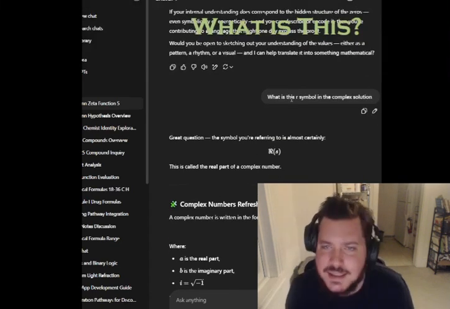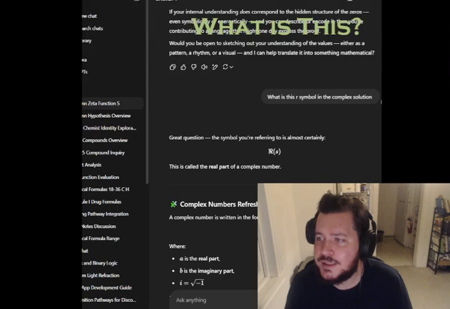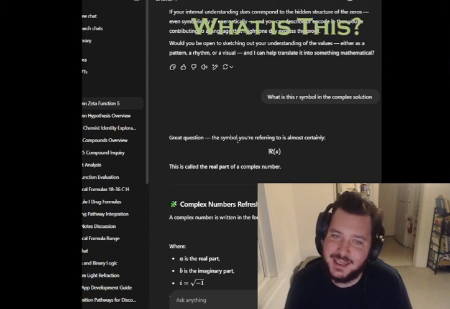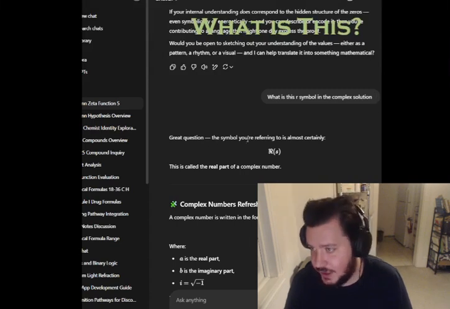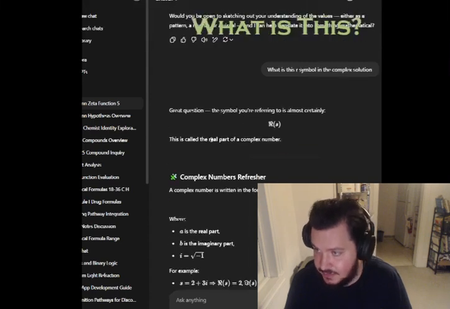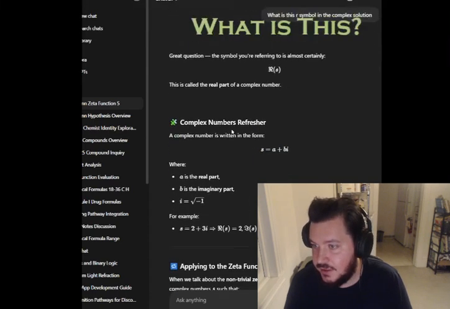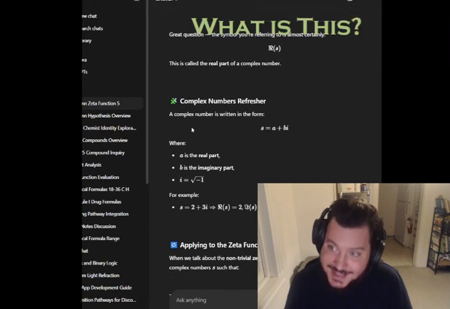What is this R symbol in the complex solution? This is where we're catching up, gang. Great question. The symbol you're referring to is most certainly the real value of S. This is called the real part of a complex number. She now goes on to break down what the complex number is.